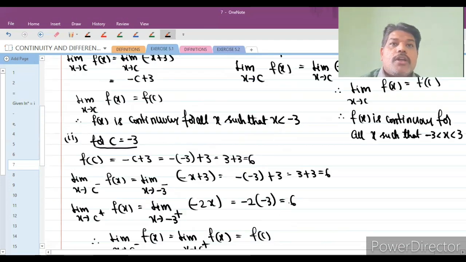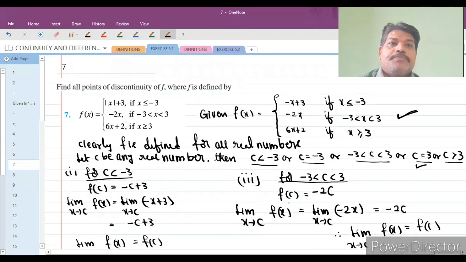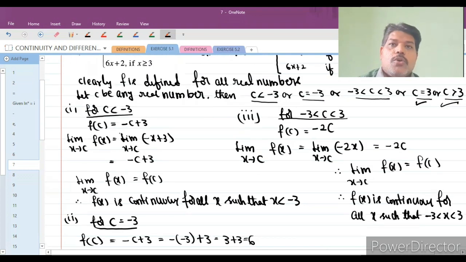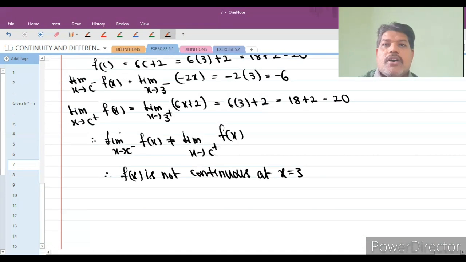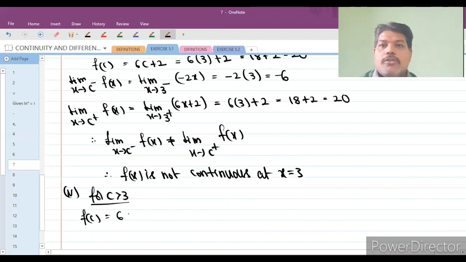So at the end, one more case is there. Last case. What is that case? It is the fifth case. C is greater than 3. For c greater than 3, in that case f of x value is 6x plus 2. So what happens? I will take case number 5. So for c greater than 3, what I will calculate is f of c is equal to 6c plus 2.